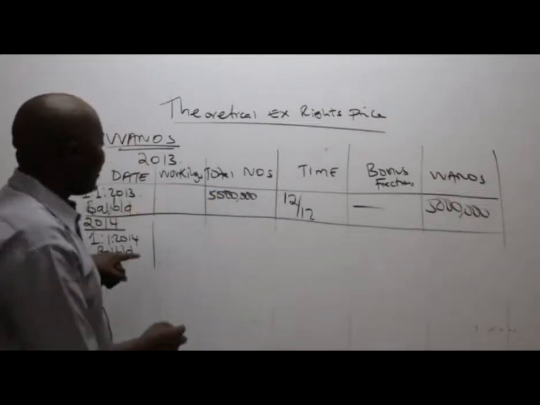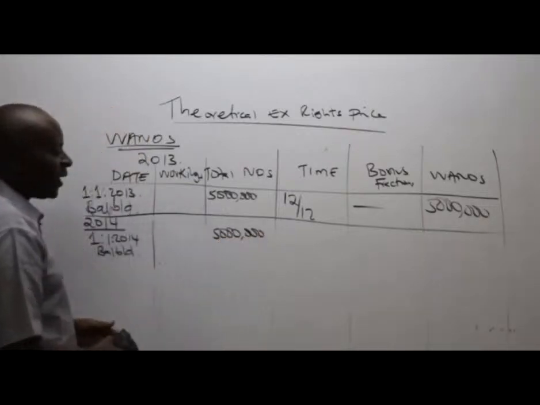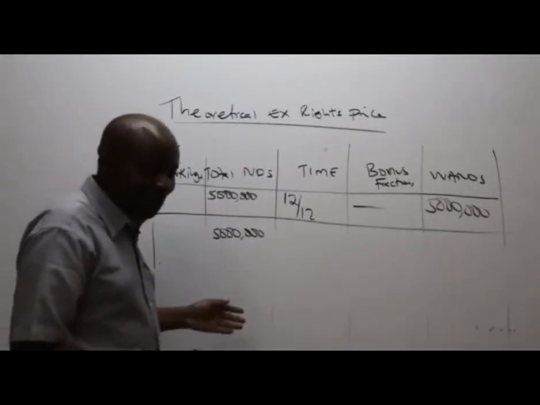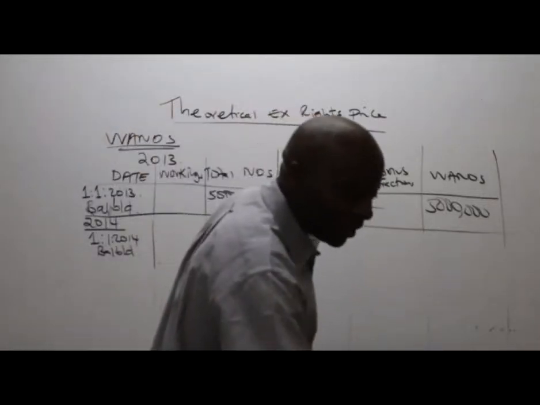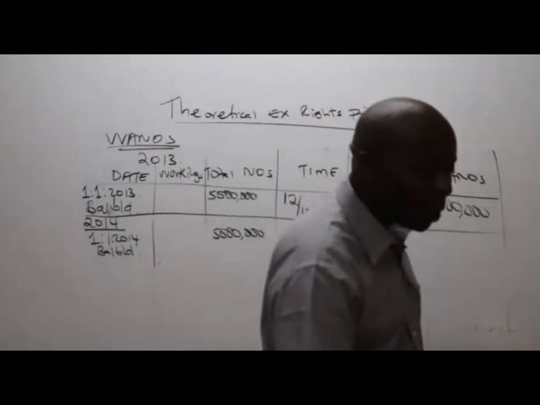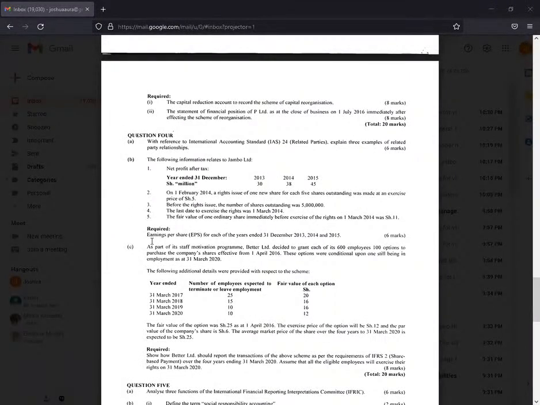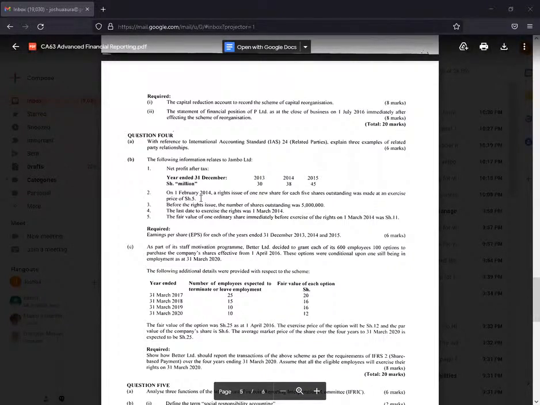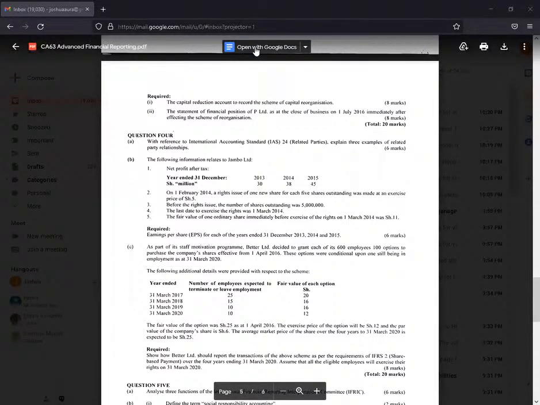Steve Juma is asking me, teacher, how many were these, somebody? It is 5 million. Now, ladies and gentlemen, could you kindly listen to me very well? In 2014 some things happened. Looking closely here at 2014, which date is this? On 1st February 2014, a rights issue of 1 new share for each 5 shares outstanding was made at an exercise price of how much here, somebody? 5. So there was a new issuance of shares which will be affecting our number of shares.